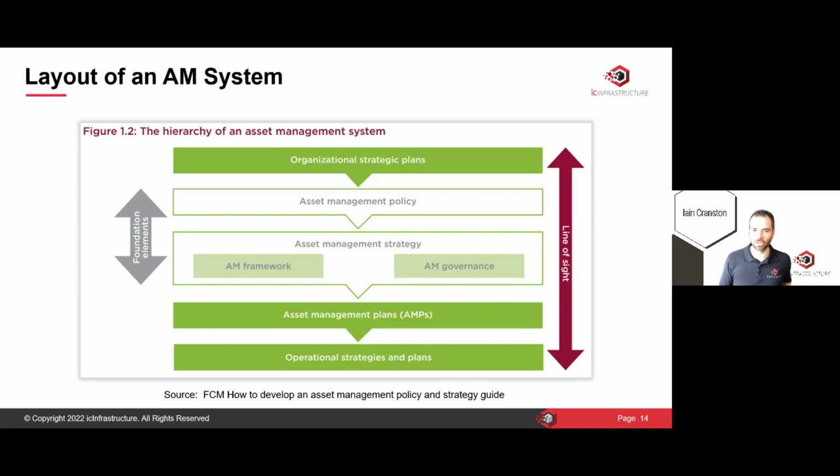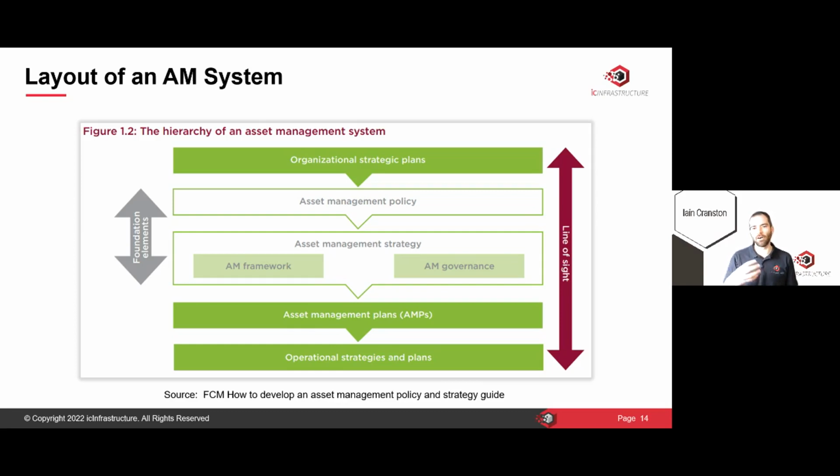Now, those principles that we're going to define through your asset management policy must be aligned with your organizational strategic plans, your vision for the organization. Where are you heading? What does the organization look like in 10, 20, 50 years? Because we need to make sure that our principle statements are aligned and enabling where we're heading as an organization. And by doing that, what you start to create is this line of sight through the organization.